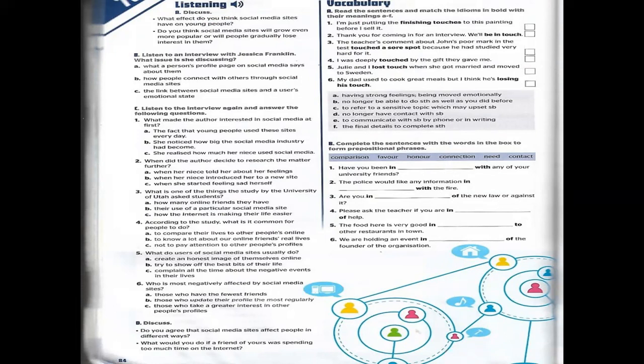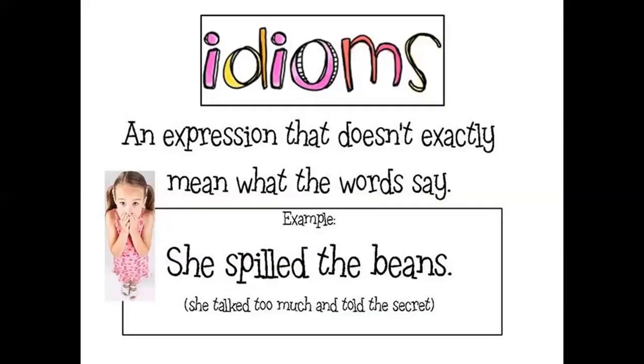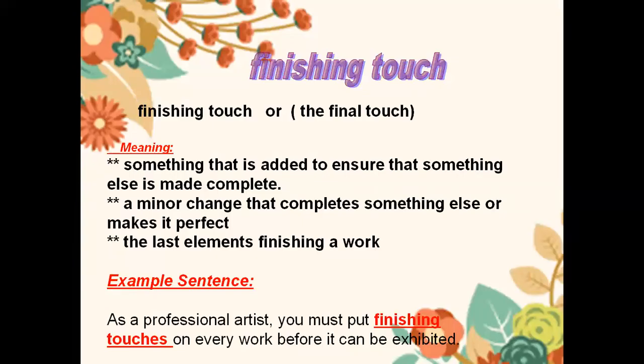We know what is the meaning of touch, but when we use it as an idiom, let's see what it means. Let's start with the first idiom with touch: finishing touch, or final touch. What does it mean? We use this idiom when something is added to ensure that something else is made complete, or it's a minor change that completes something else or makes it perfect. That means when you work on something, the last thing you do, we will call it the finishing touch.